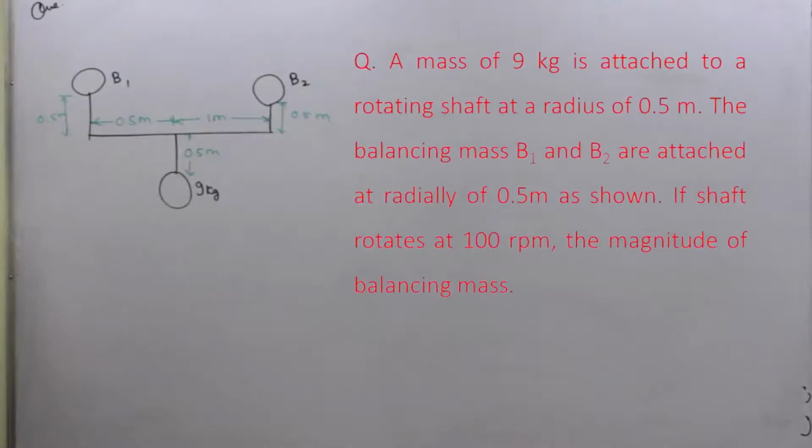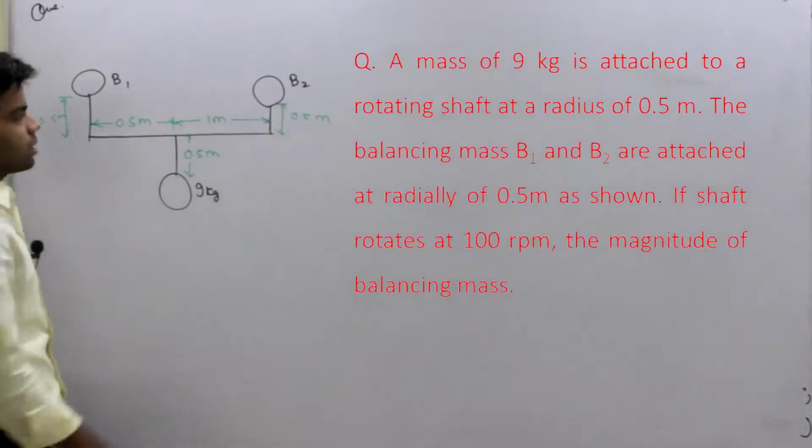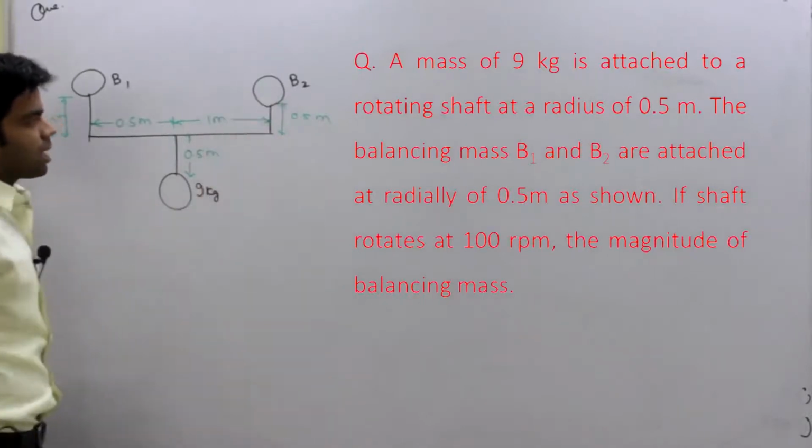A mass of 9 kg is attached to a rotating shaft at a radius of 0.5 meter. The balancing masses B1 and B2 are attached at a radius 0.5 meter as shown. If the shaft rotates at 100 rpm, the magnitude of balancing mass B2 is. So this is the figure given. We have to determine the magnitude of this mass B2.